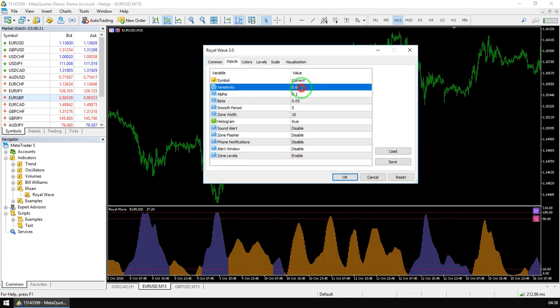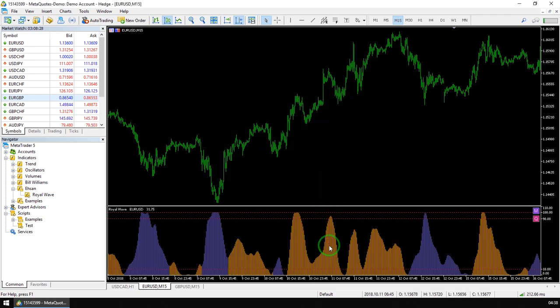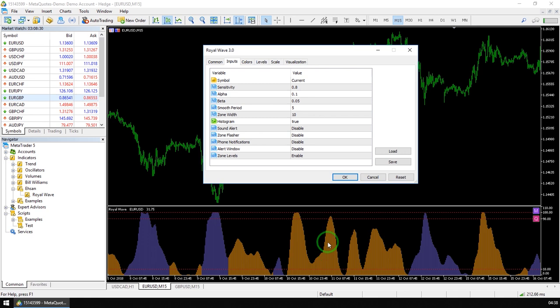Use the sensitivity input parameter to change the oscillator's sensitivity to local price movements. Increase this parameter to make the oscillator more sensitive or decrease it to make it less sensitive.